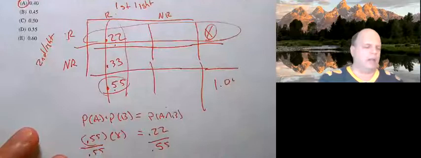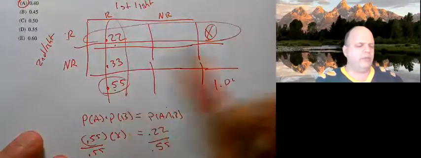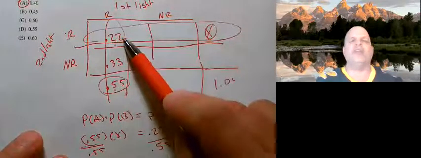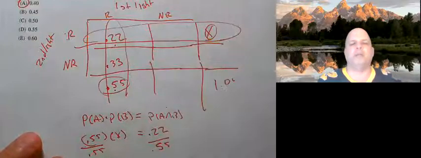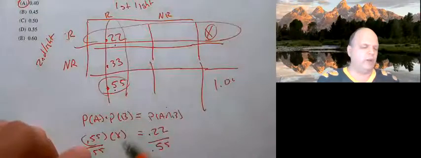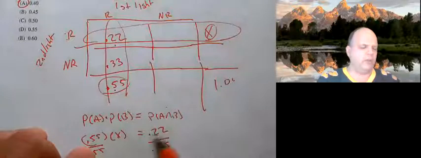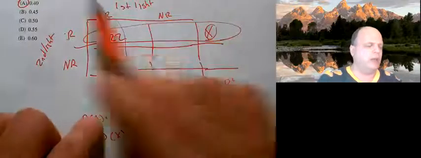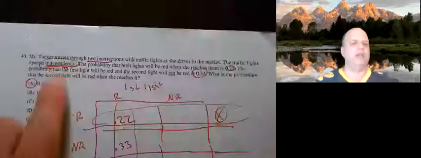Once again, this times this will equal this if they are independent, but only if they're independent. So that's what I use. This times this equaled the intersection. And I knew that because they told me up in the scenario that they were in fact independent.